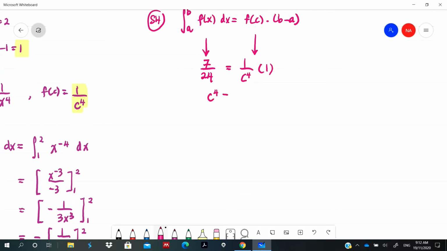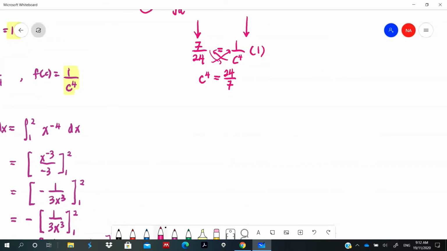So you can rewrite this: c to the power of 4 is given by, you do the cross multiplication, 24 over 7. To find the value of c, please take note that the power is now an even number, so it should be plus minus. We want to remove the power 4, so we have to take the root 4 of 24 over 7.